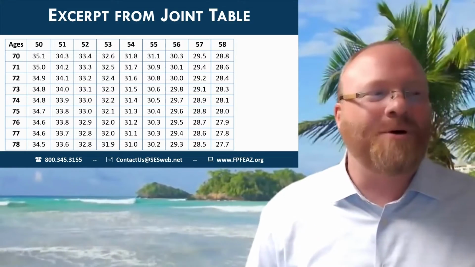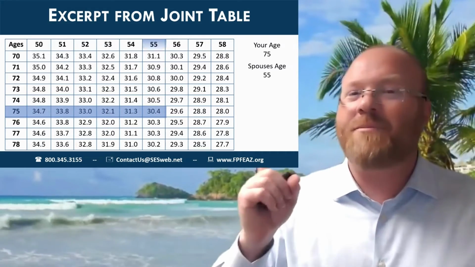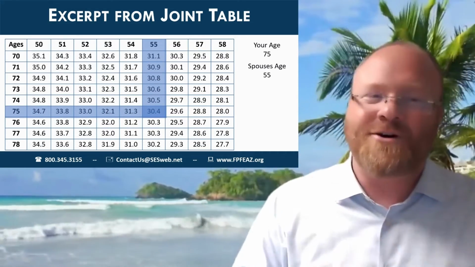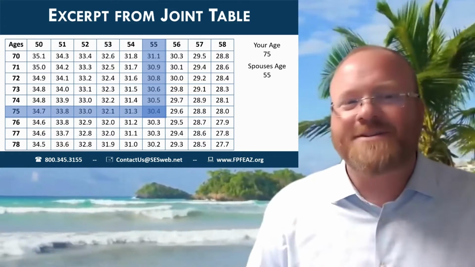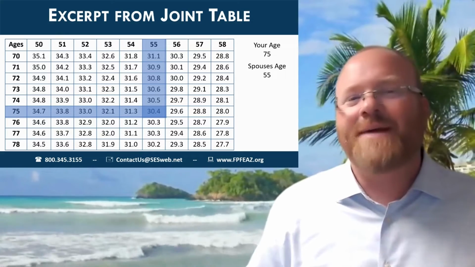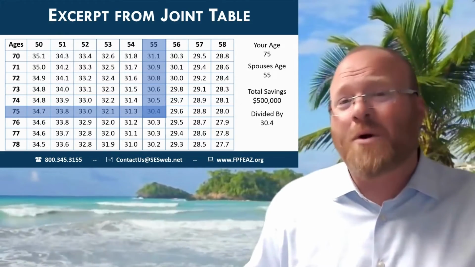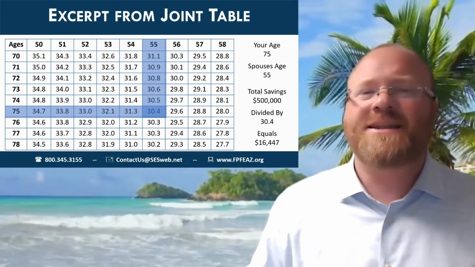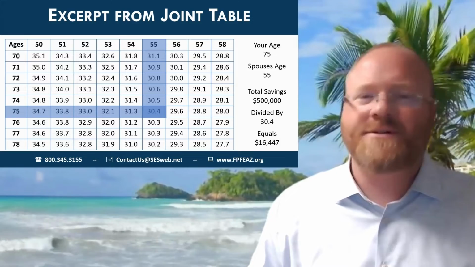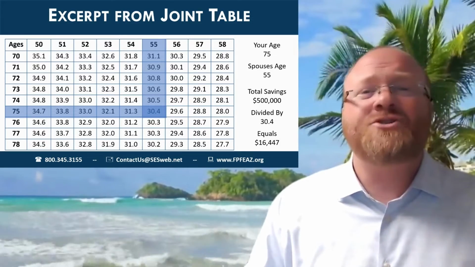So it's pretty simple. You find your age on the chart. You find your spouse's age on the chart. Remember, it's the age at the end of the year. Okay. You find the divisor where it meets, and you take that and do your math. $500,000 in savings divided by 30.4 in this case gives you a required distribution of $16,447. Okay. So it's really that simple. That's the vast majority of us.